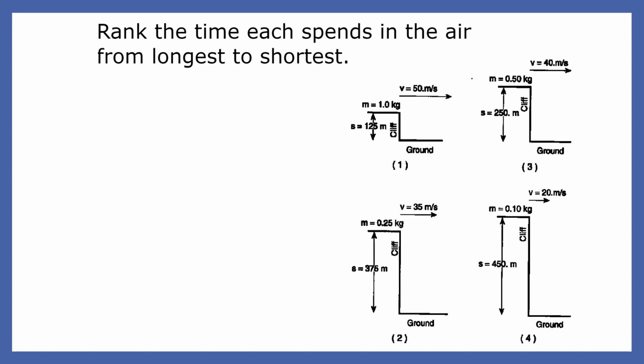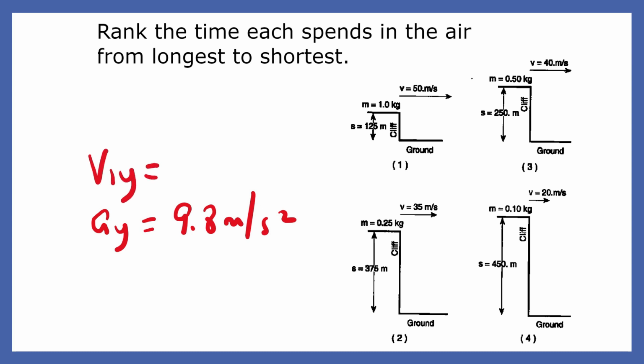The picture on the right shows four objects projected horizontally. The objects have different masses and are thrown from different heights and speeds. Which projectile do you think will spend the most time in the air? The first thing you have to realize is that the vertical acceleration due to gravity is the same for all masses, so we can exclude the masses of the projectiles in this question.